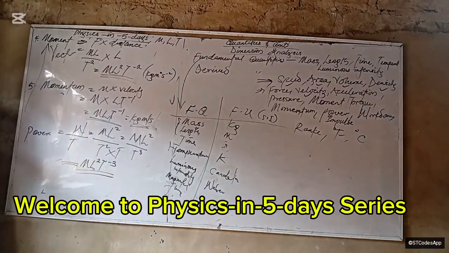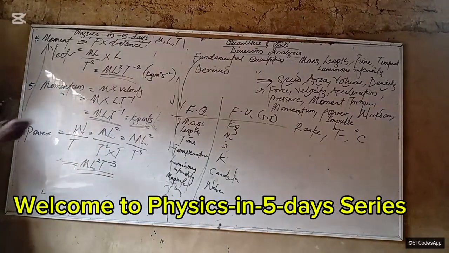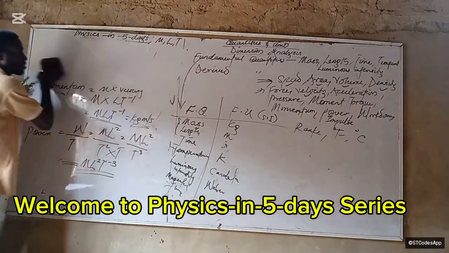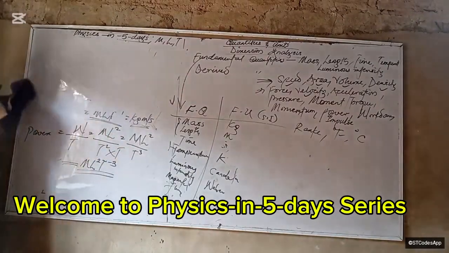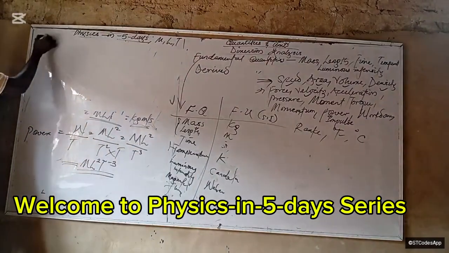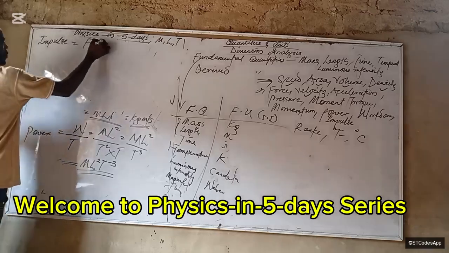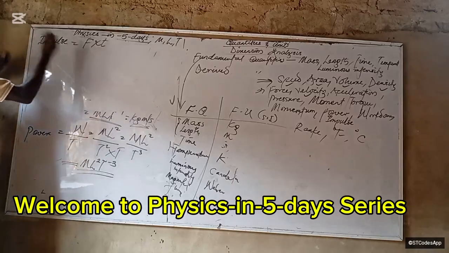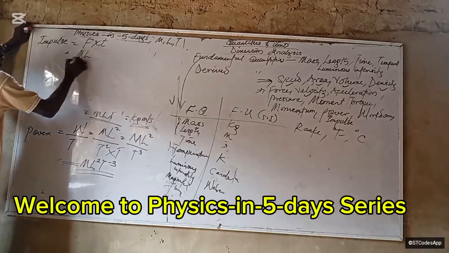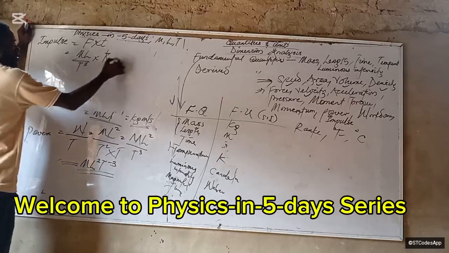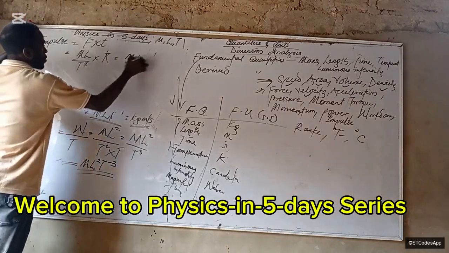Okay, then the next one, which will be the last, is impulse, right? So what is impulse? Impulse is rate of change of velocity, right? Which is force times time, right? So what is force? ML over T squared times T. T will take care of one T, then we have ML over T.